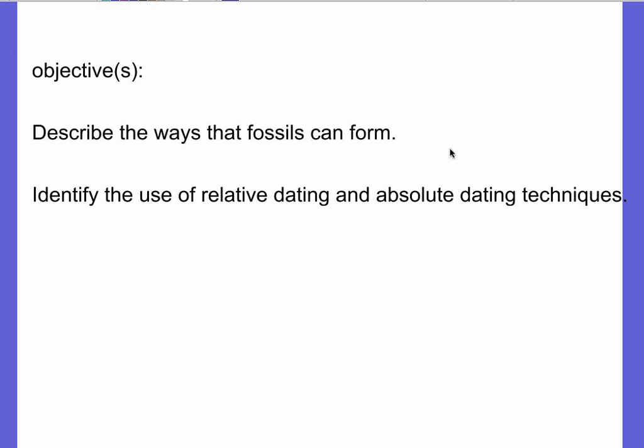Your objectives in this section are to describe the ways that fossils can form, and also to identify the use of relative dating and absolute dating techniques.